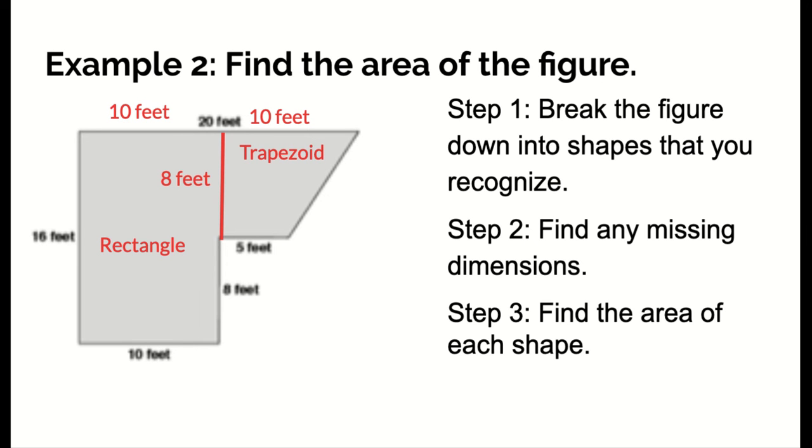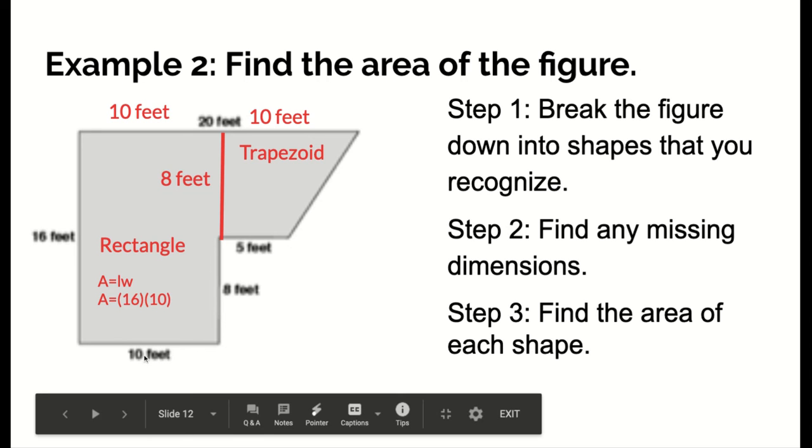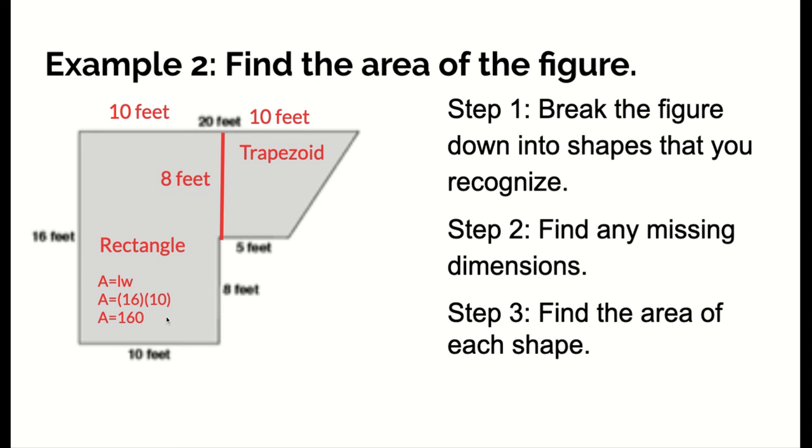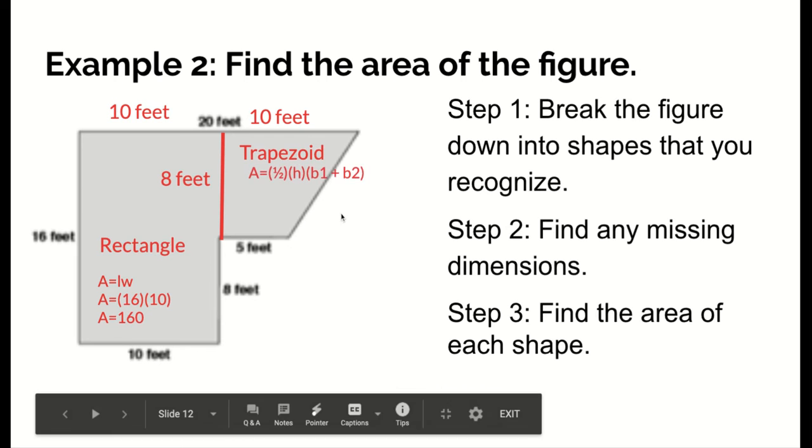Step 3, find the area of each shape. So first, let's find the area of our rectangle. So we do length times width, which is going to be 16 times 10 for a total of 160 square feet. Next, we'll find the area of the trapezoid.